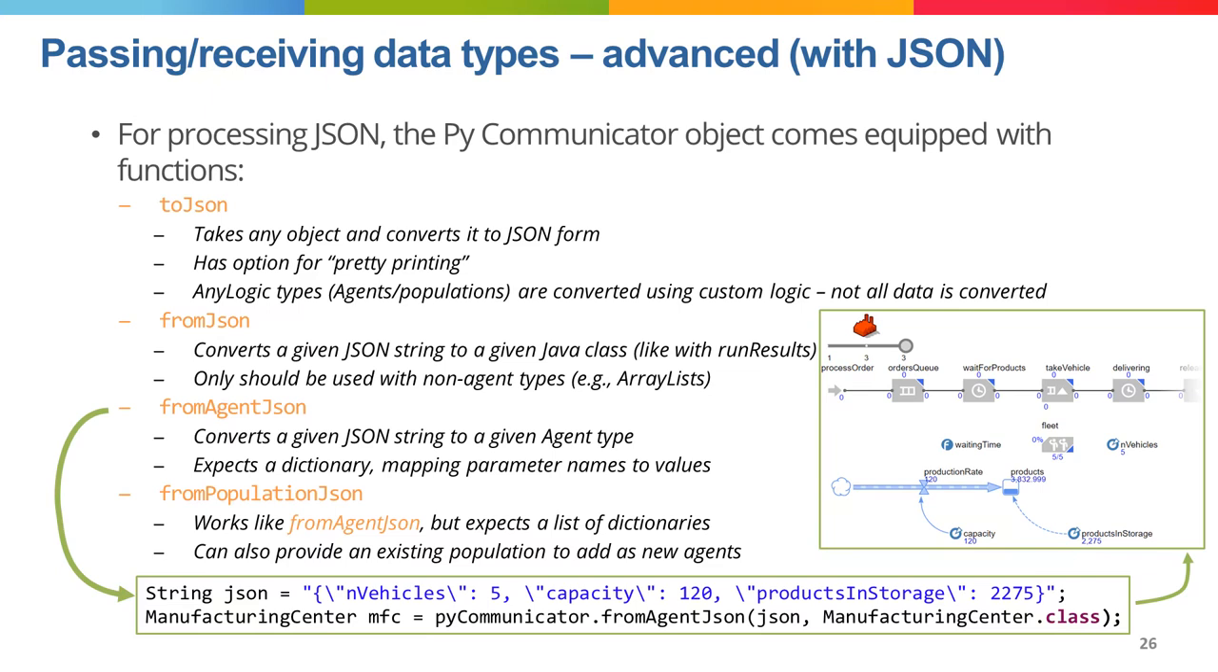The last of the four functions is fromPopulationJSON. It works pretty much exactly like fromAgentJSON, except it expects a list where each entry in that list is a dictionary representing one agent's mapping. Optionally, you can also provide an existing AnyLogic population, and it will add those new agents to that specific population.